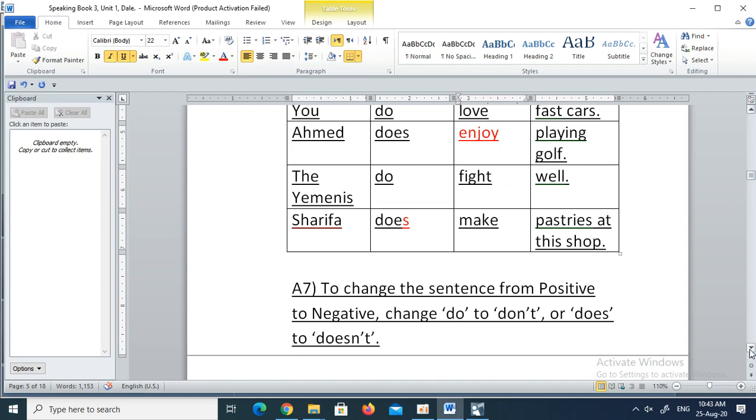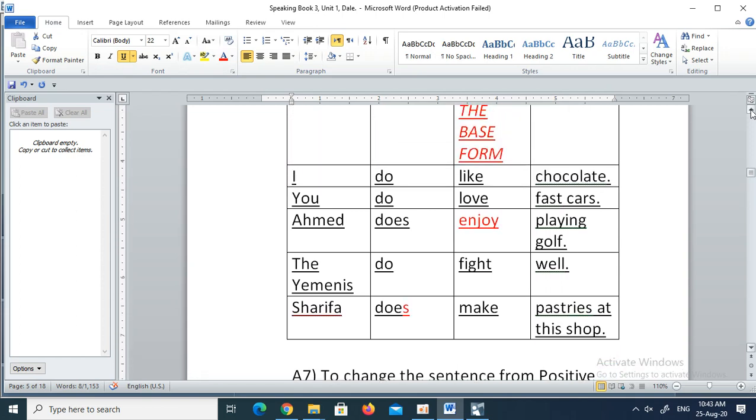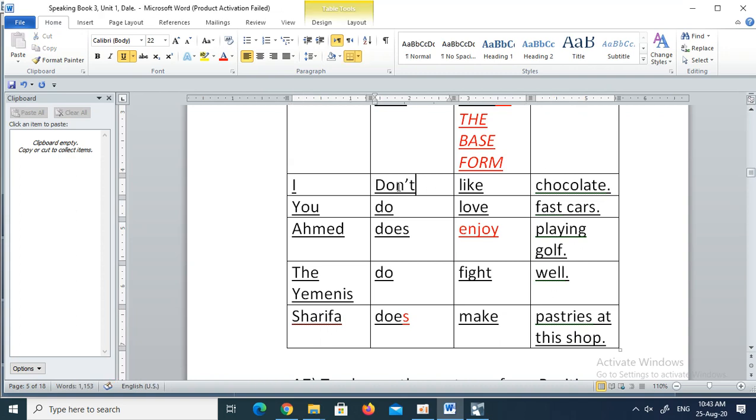Now, if we have to change the sentence from the positive to the negative, all we do is we change do to don't or does to doesn't. Okay, so let me do the first examples. I have a positive statement. I do like chocolate. I want to make it negative. I say, I don't like chocolate.